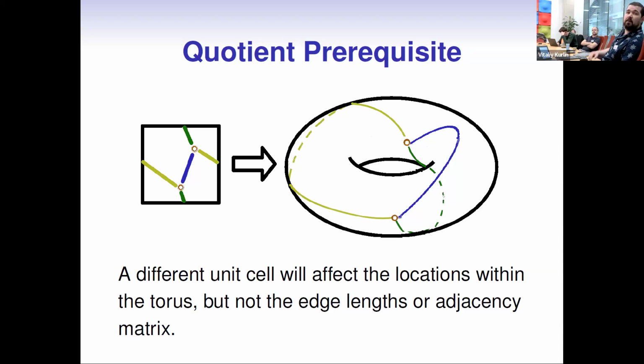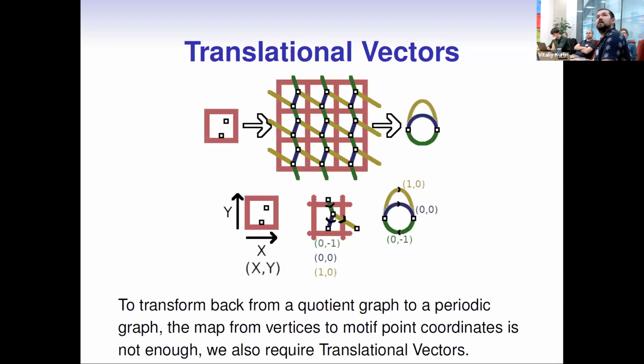And this is pointing to what Mike briefly said, is that when we have our different unit cells, we will actually change where these points are in our embedding onto the torus, but it won't actually change any of the edge lengths or the adjacency matrix of the graph here. And this is really important. Unfortunately, though, this is not enough. We also have to label our edges, and then the unit cell choice rears its ugly head briefly.